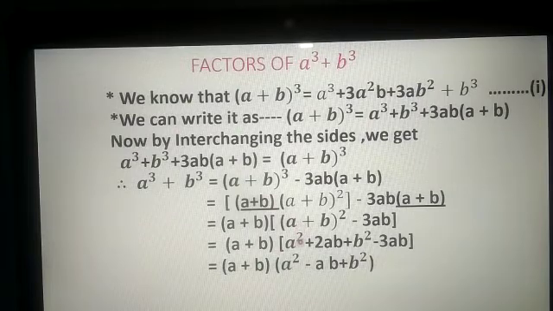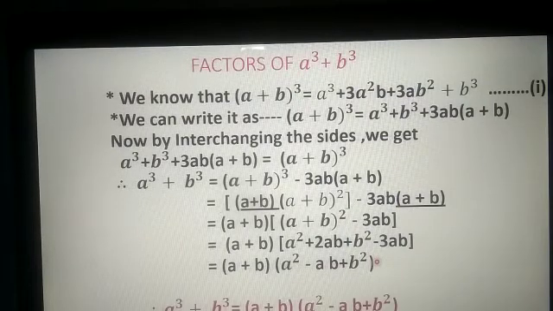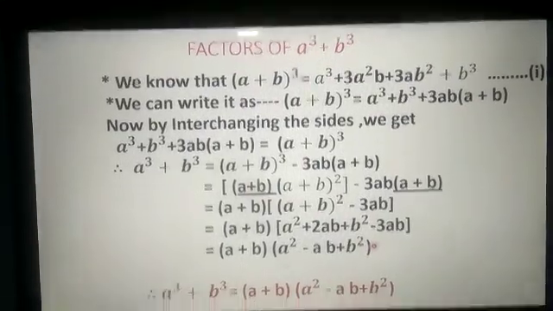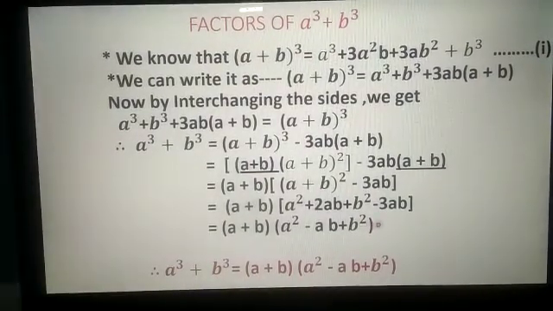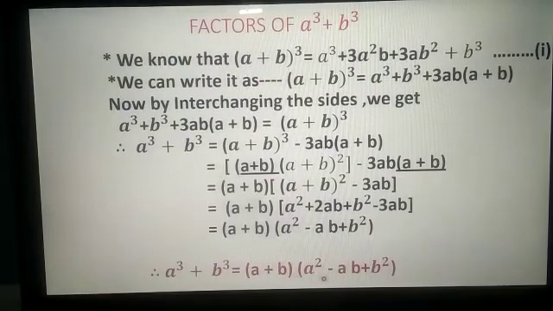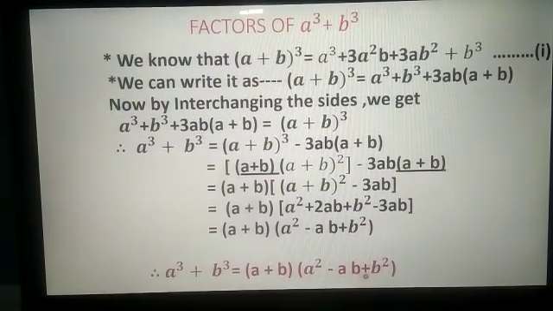Now what will we have in the next step? a plus b whole square. What is the expansion of it? a square plus 2ab plus b square and minus 3ab here. Now a plus b here as it is, and plus 2ab and minus 3ab will be minus ab. So a square minus ab plus b square. In this way we got the expansion: a cube plus b cube is equal to a plus b in one bracket and in another bracket a square minus ab plus b square. In this way we have done the expansion.